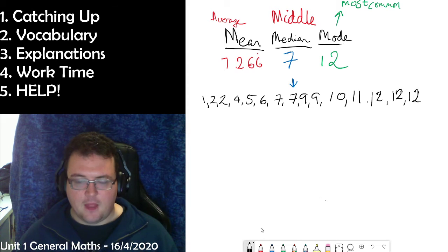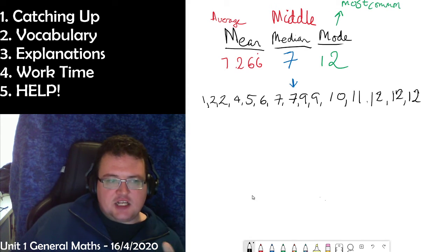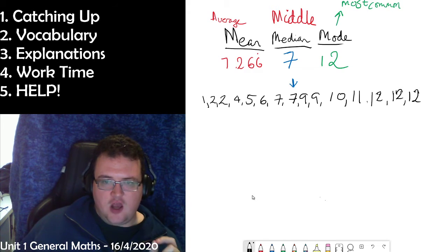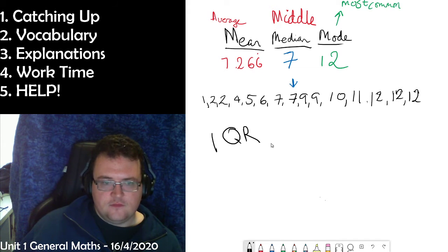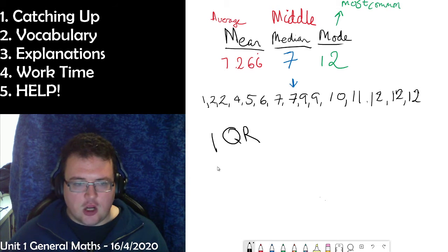All right. So with a data set, what we can do is describe how far apart and how spread apart it is based on what's called the IQR. Alright, so we have our IQR. It stands for interquartile range.